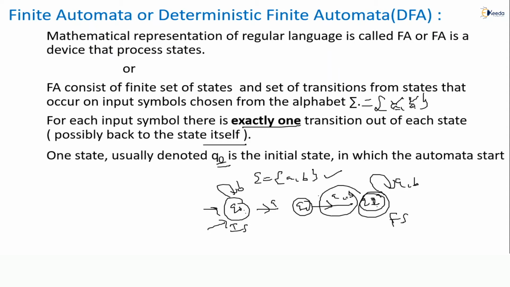And what is this transition? Transition means moving from one state to another state on taking an input symbol. Are you getting my point? Taking input symbol A, it is moving from Q0 to Q1. Understand, a finite set of states and a set of transitions from state to state occur on input symbols chosen from the alphabet A comma B. Also, I mentioned FA is a device that processes the states, like moving from one state to another state. That way you have to understand, all of you.